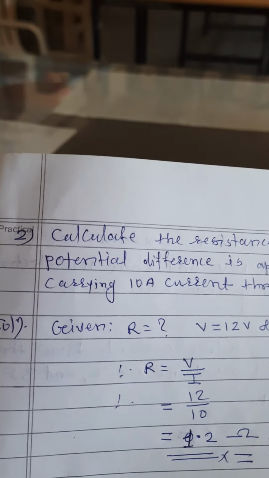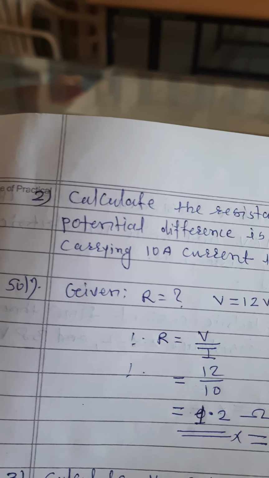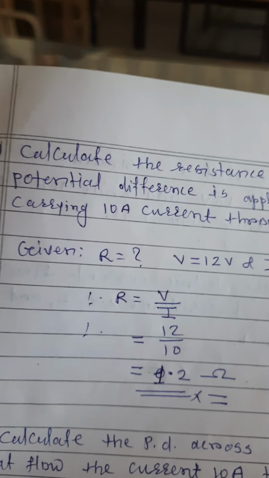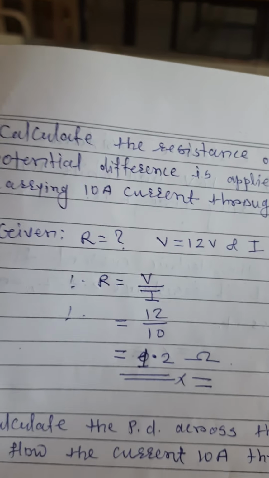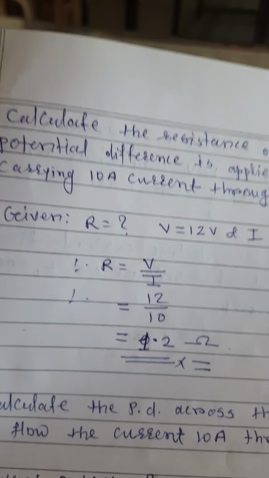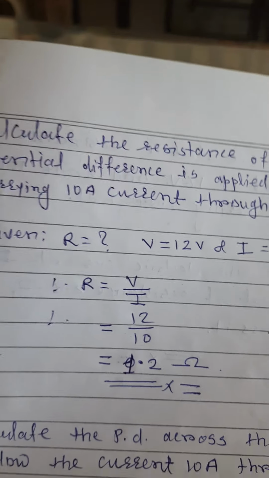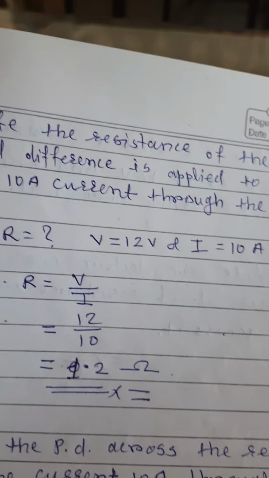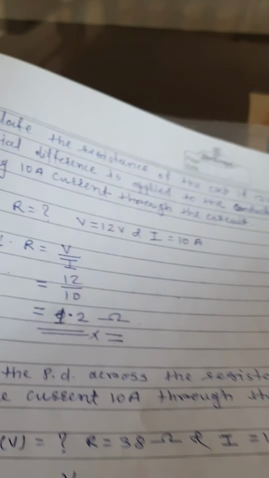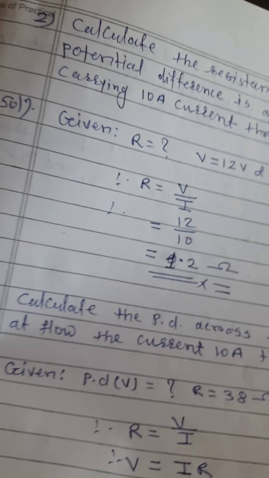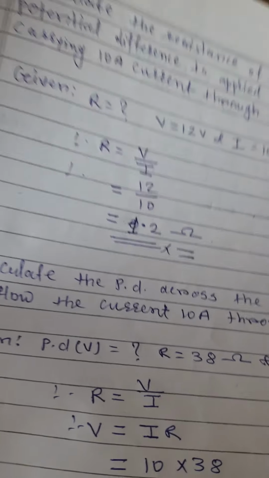Another example: calculate the resistance of the circuit if a 12 volt potential difference is applied to a conductor carrying 10 ampere current through the circuit. Here we want to calculate the resistance, and the potential difference and current are given. So R is equal to V upon I, this is the formula, and putting in these values we get 1.2 ohm.